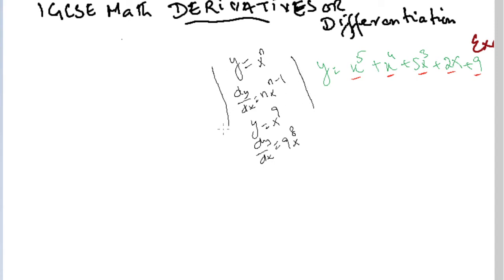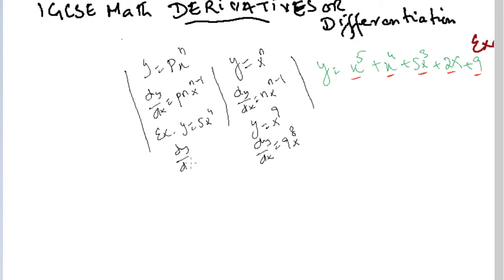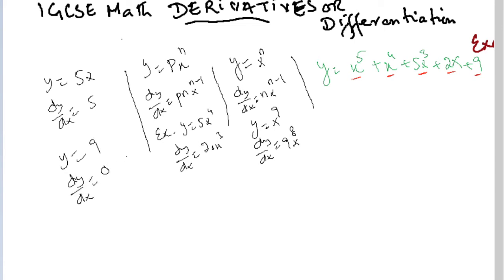Then I did y is equal to p x power n, so dy/dx is equal to p n x power n minus 1. The example was y is equal to 5x power 4, so dy/dx is equal to 20x power 3. Then y is equal to 5x, and I said dy/dx will be just the constant. Then there was y is equal to 9, a constant, so the derivative of a constant is always 0.